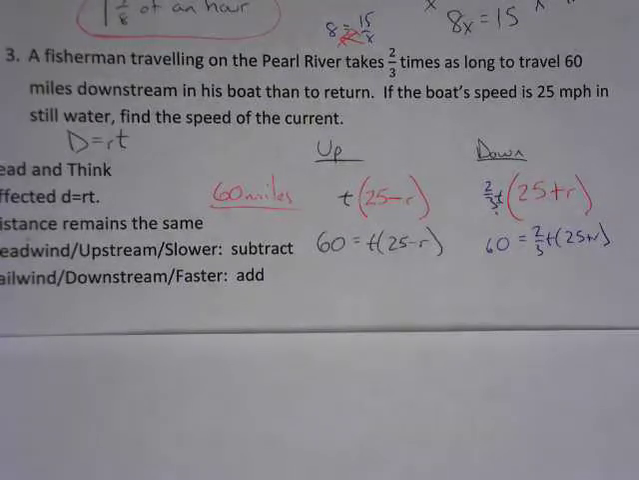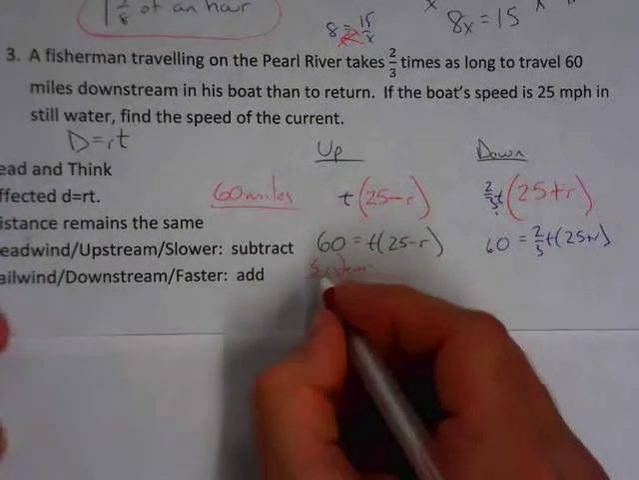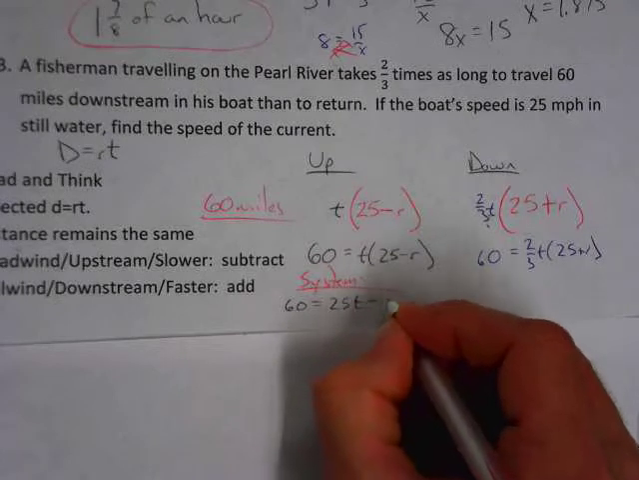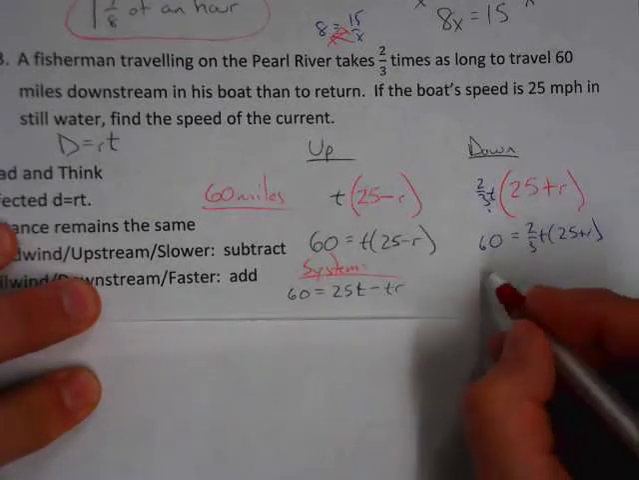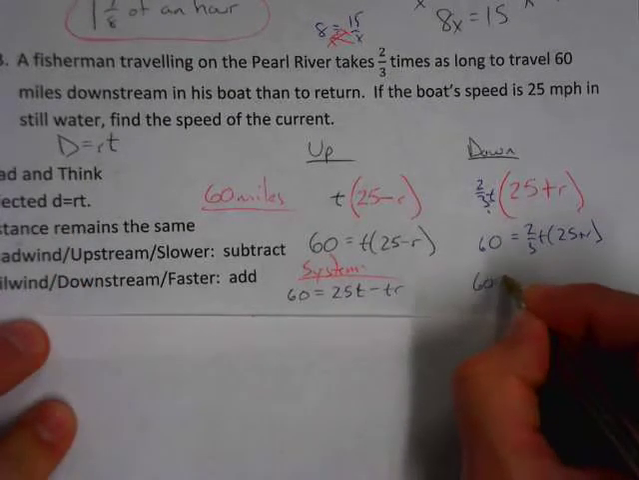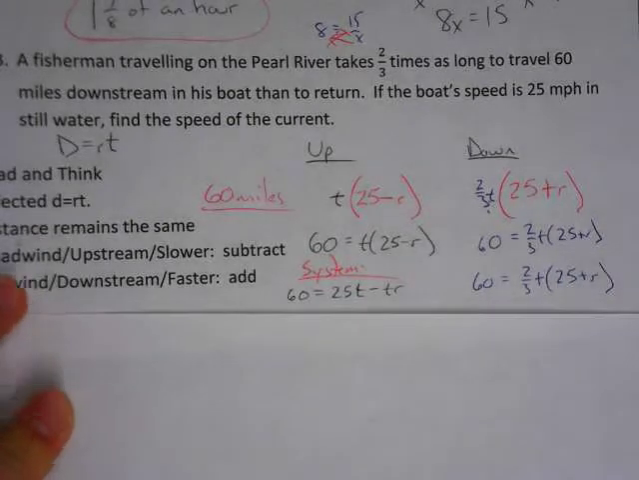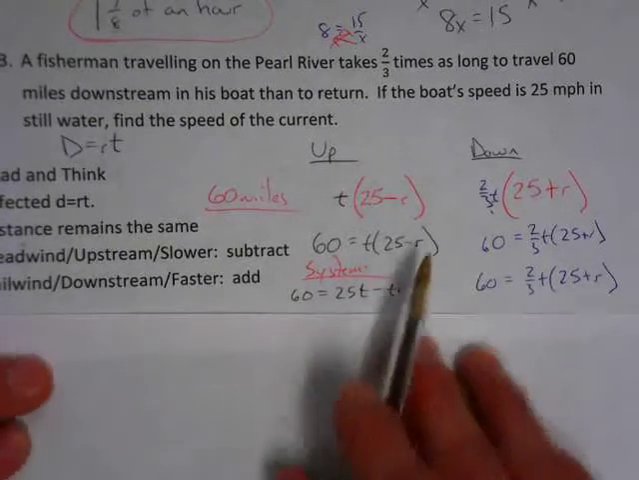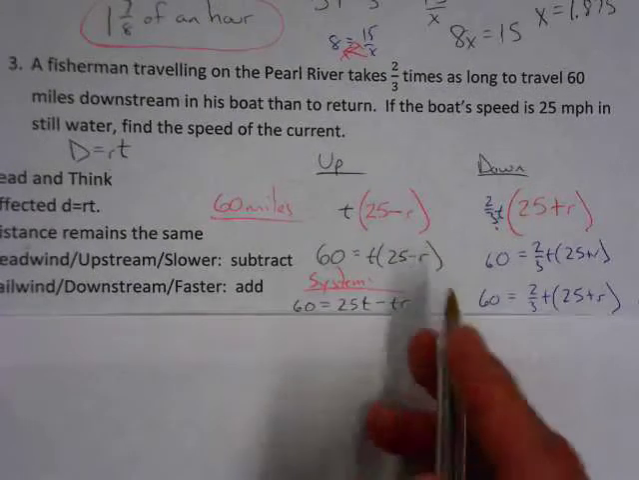Okay, so this is what's going on. Let's simplify our system of equations. In the upstream system, 60 equals 25T minus TR. In the other equation, we would have 60 equals 2/3 T times 25 plus R. Okay, and now we can start figuring stuff out. You know what I could have done in this first system is to solve for T right away. If I had solved for T right away, I would find it easier.